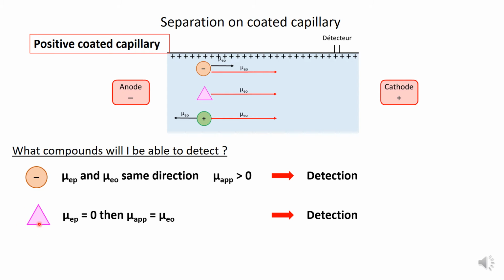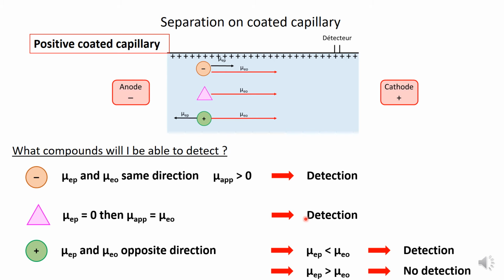Concerning the neutral compound, the electrophoretic mobility is equal to 0. Then the apparent mobility is equal to the electroosmotic mobility. Then we have a detection, but no separation of the neutral compound.